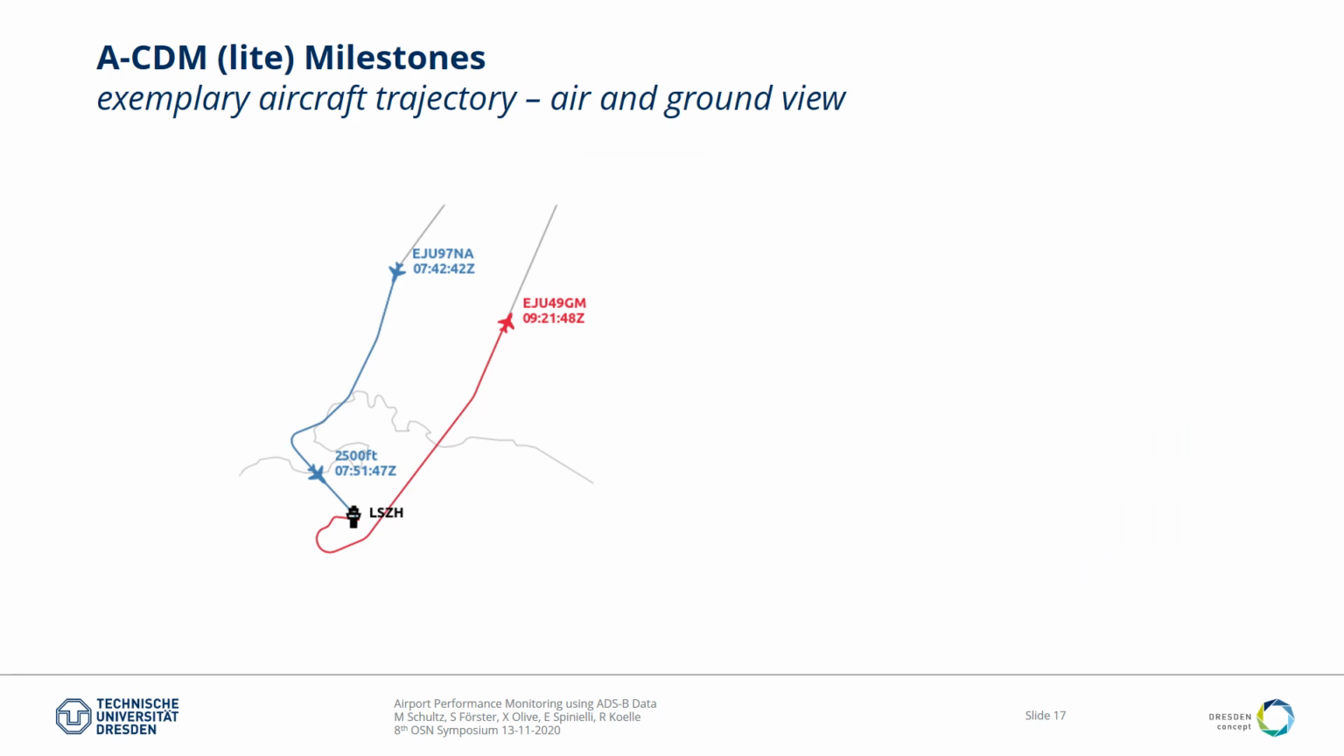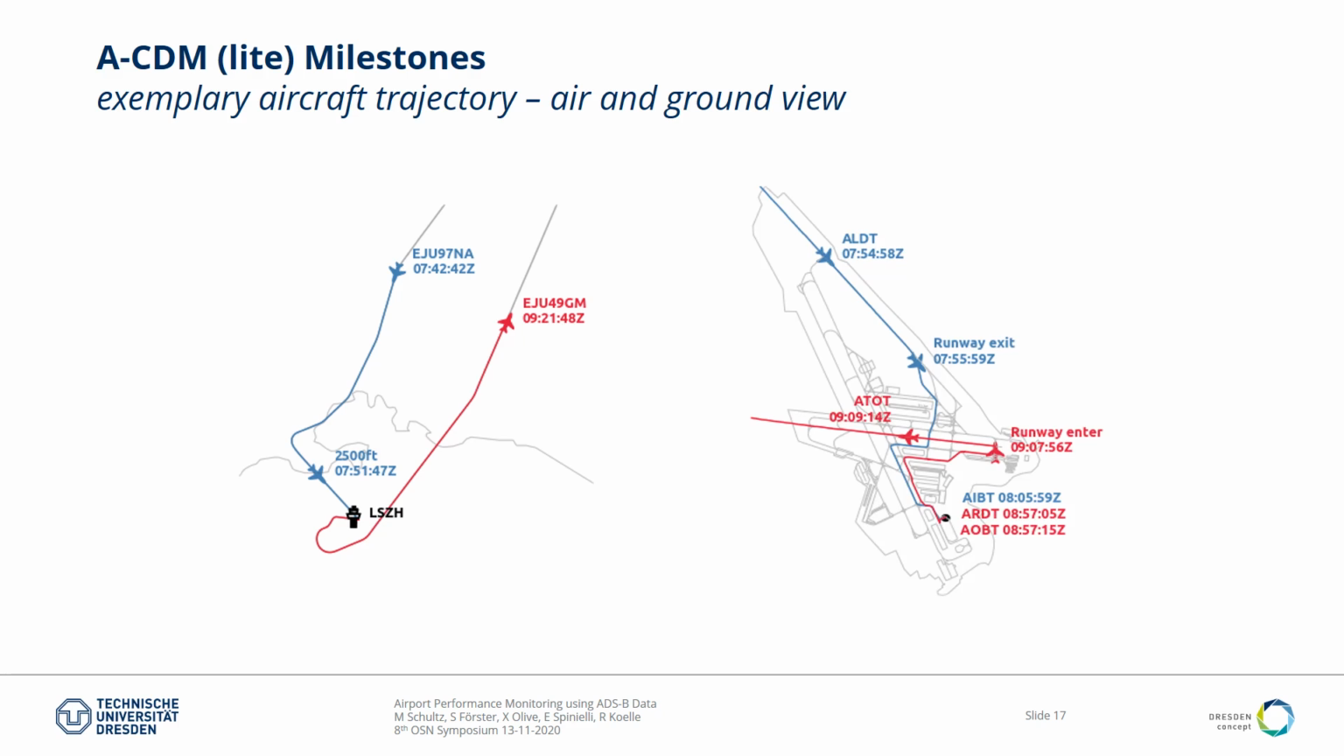If you apply these milestones to actual operations at Zurich Airport, you have here the air view. So the aircraft is in the landing phase, on the final, and finally it leaves our airport area. And here you can see the landing time, the runway exit. It goes to the position, it goes out, and it restarts.